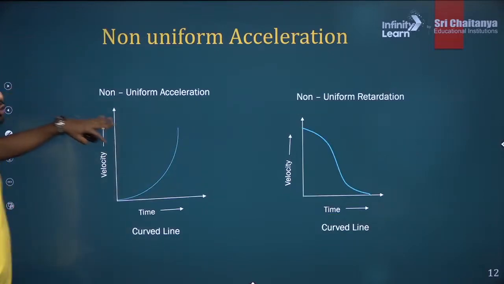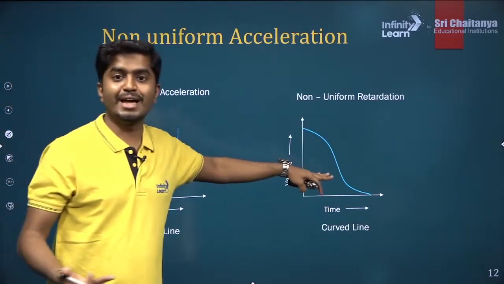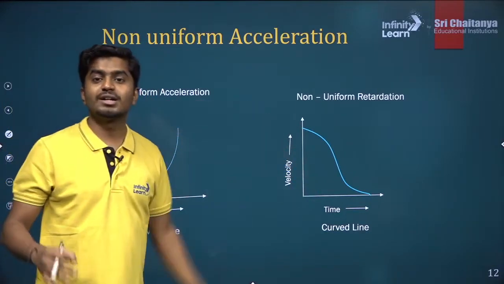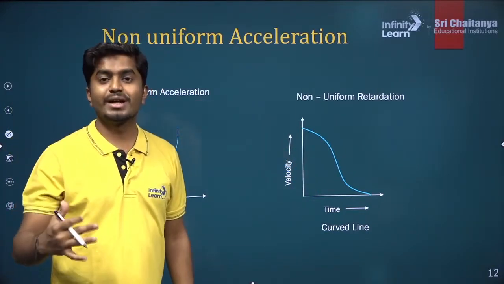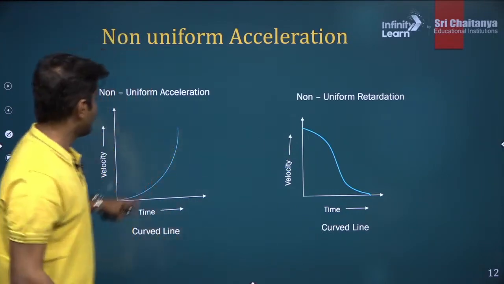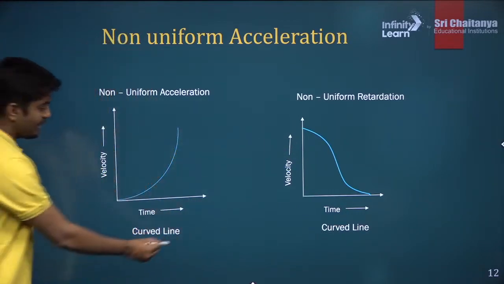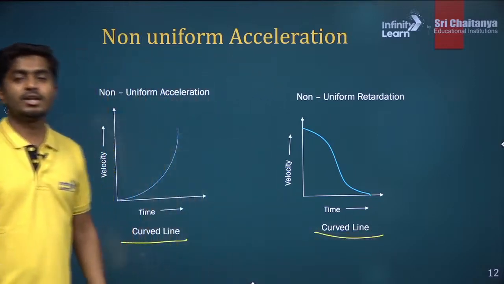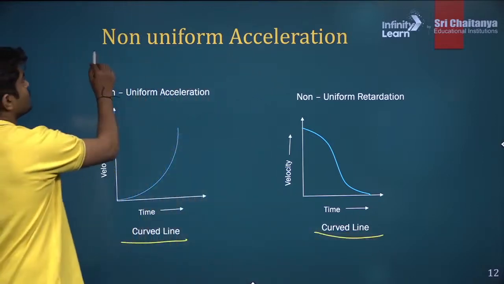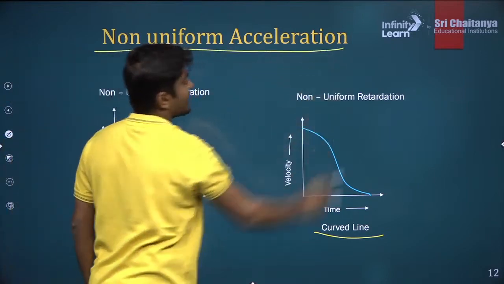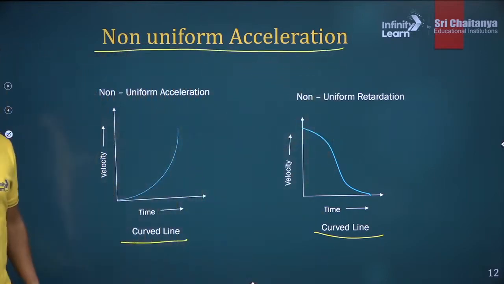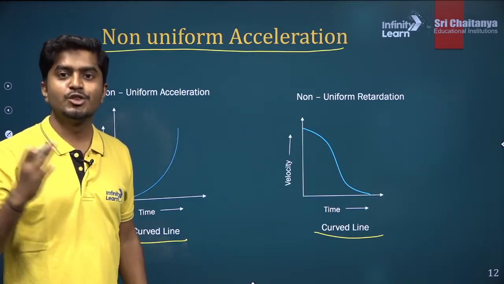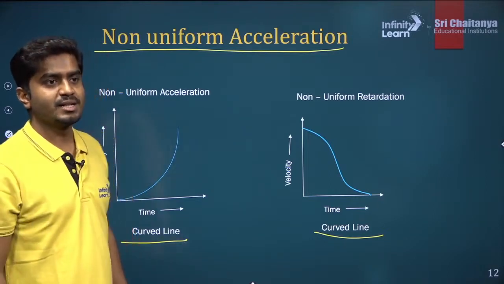So now these are two different types of graph. They are not straight lines. Can you see? This is not a straight line. Whenever you get a curve in the velocity time graph, these are all curved lines. This is also a curved line. So whenever you have a curved line, that is non-uniform acceleration. Straight line, then uniform acceleration. Curved line, non-uniform acceleration. Clear?